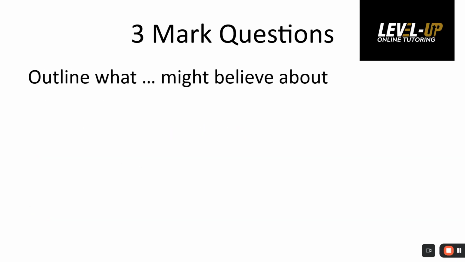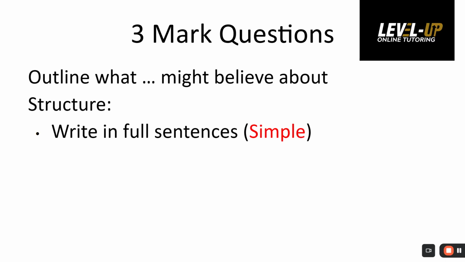Now, the second 3-mark question is an outline question. Usually outline what some religious people might believe about a particular topic. Now, the structure for this is slightly different again. It requires you to write in full sentences, but they do not have to be developed. You can literally just give 3 things, but in full sentences this time. You just need to give 3 basic beliefs. It doesn't have to be anything complicated at all.